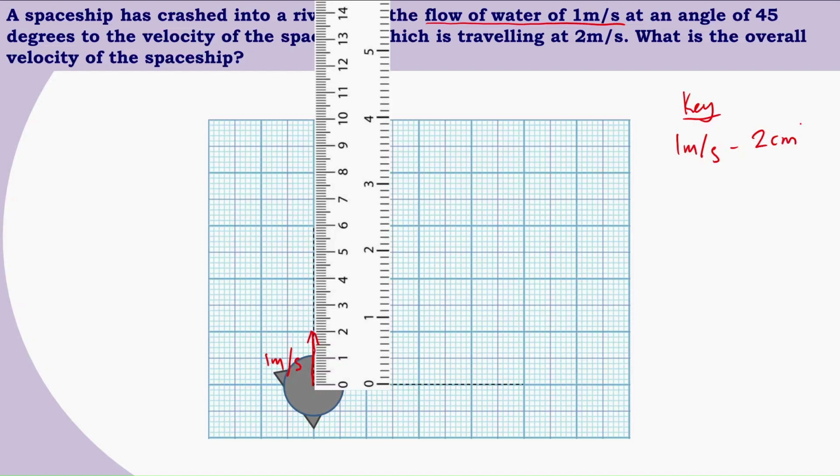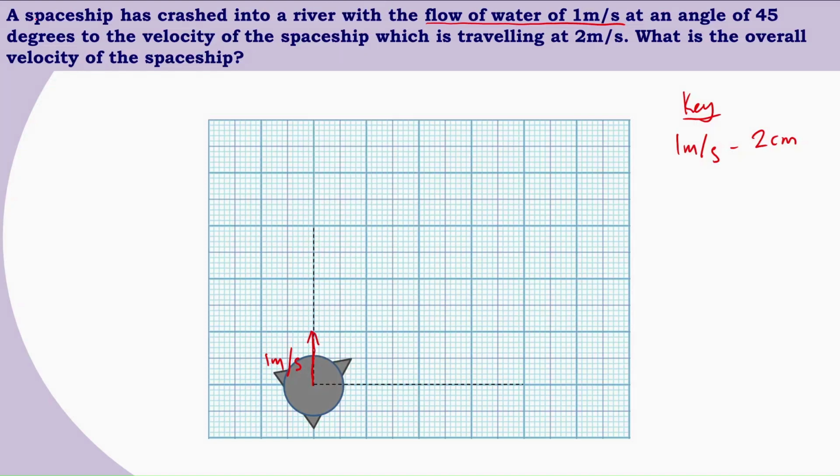So for the next step, I have to draw the next vector, which is the velocity of the spaceship. And the velocity of the spaceship is traveling at 2 meters per second. So you can see that length, 2 meters per second, needs to be drawn at twice the distance of 4 centimeters. Now, how do I draw that?